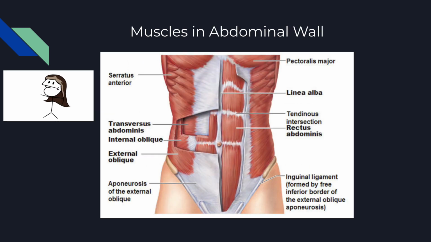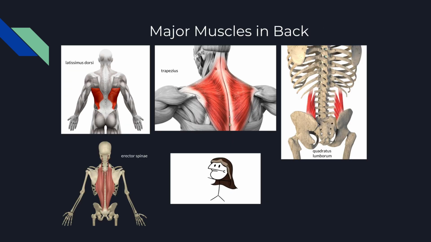The muscles that make up your abdominal wall are your internal and external obliques, transverse abdominal muscle, and rectus abdominis muscles. These muscles are stacked on top of one another to form your abs. The muscles in your back are responsible for extending, rotating, and laterally flexing your vertebral column. These muscles include your latissimus dorsi, trapezius, erector spinae, and quadratus lumborum muscles.